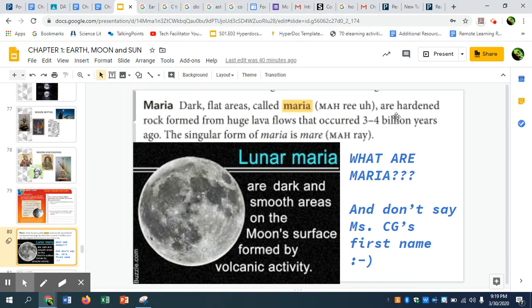from 3 to 4 billion years ago. So when meteors were hitting the moon, underneath the surface of the moon was lava. And as the meteors hit the moon and cracked its surface, lava would spew out and harden over. And when it hardened over, it made these darker spots.